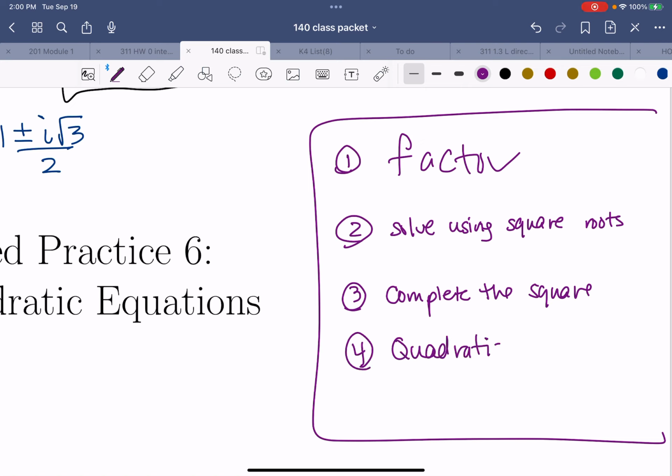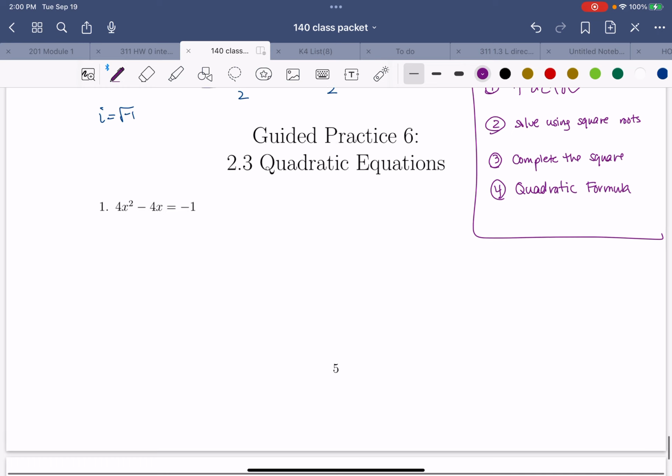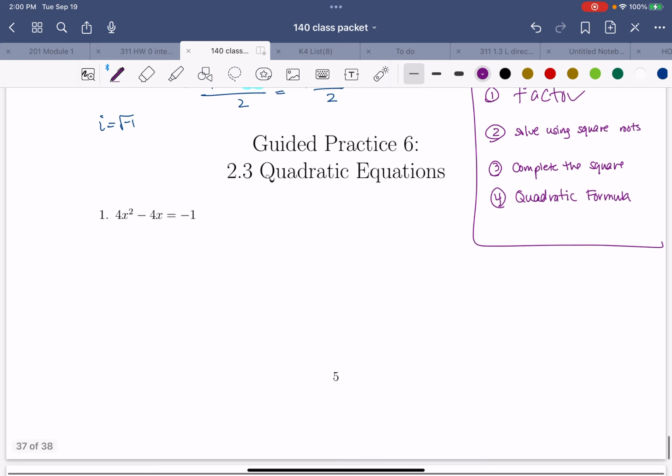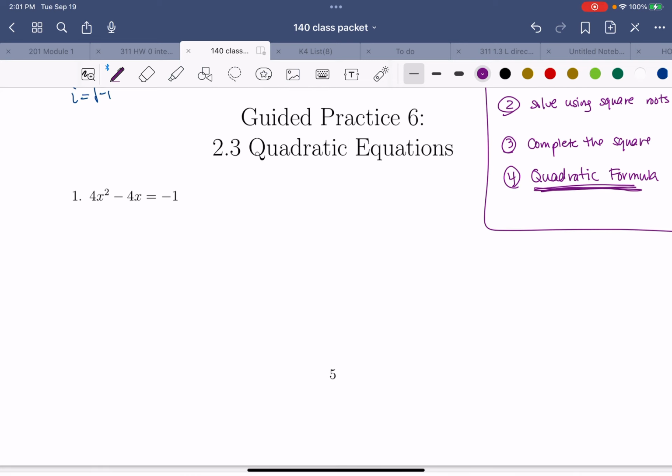Now, to be honest, you don't need to know all of these things, okay? You can get away with never factoring and never solving using square roots and never completing the square. You do have to know the quadratic formula because there are certain ones that can only be solved using it, but that will work every single time. So we can always do it using the quadratic formula. I'm going to try to avoid the quadratic formula unless that's my only option, okay?